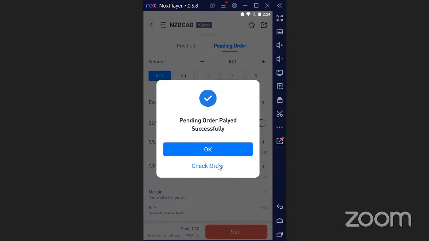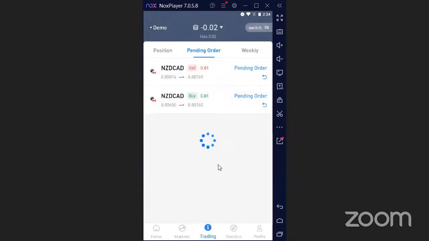If I click on check order, it's going to take me to my pending orders. You see I have two pending orders set: a sell limit pending order and a buy limit pending order. When the market gets to the area where I want my order to be executed, it's going to execute the trade for me. So guys, I hope you understand how to use the BtcDana to place your trade now. It's very easy and very straightforward.